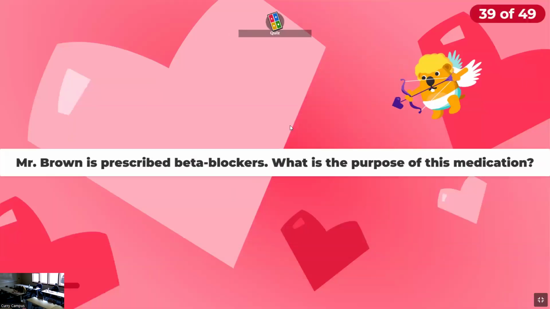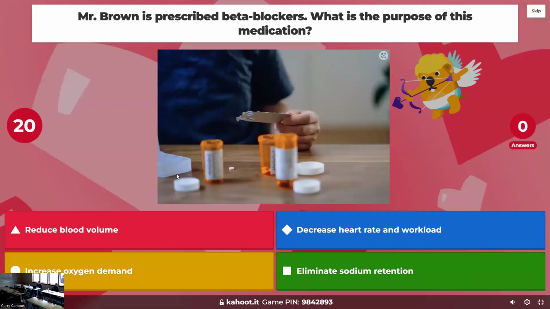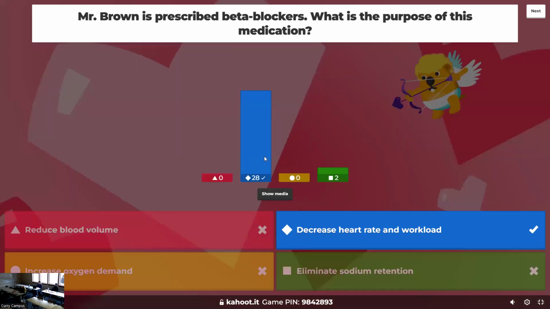And 10 more. Mr. Brown is prescribed a beta blocker. What is the purpose of this medication? The green is eliminate sodium retention. Yellow, increase oxygen demand. Good. Decreased heart rate and workload. So with a lot of heart failure patients, you'll see them with beta blocker and probably a diuretic.